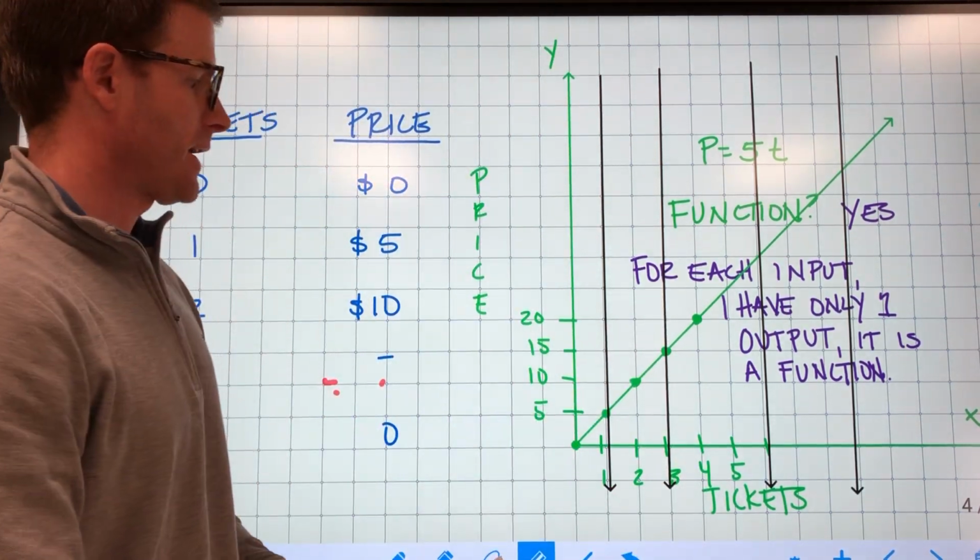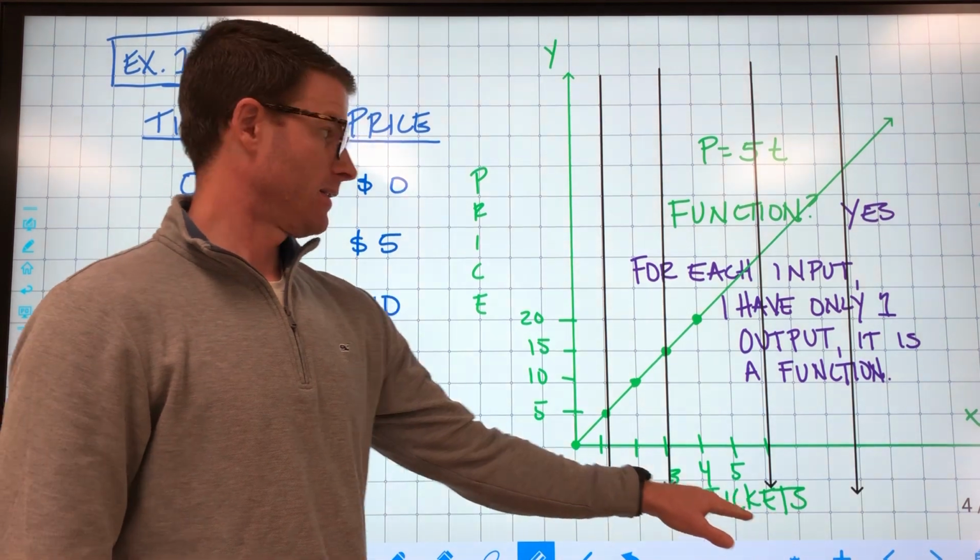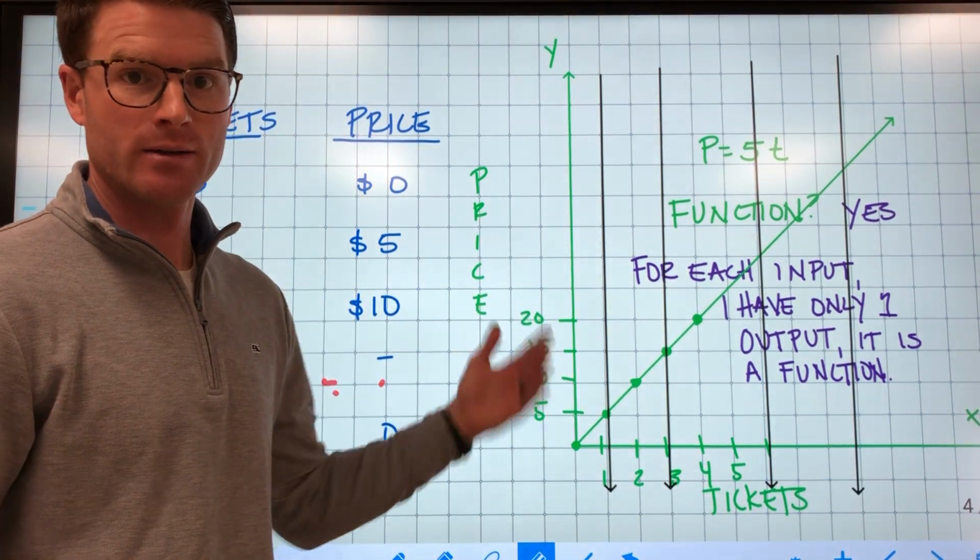The correlation of this graph: the more tickets I buy, the more I'm going to pay.